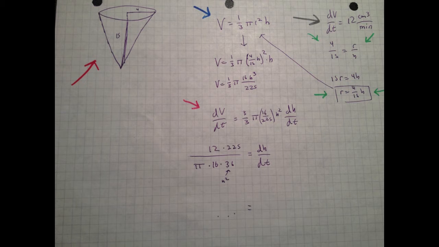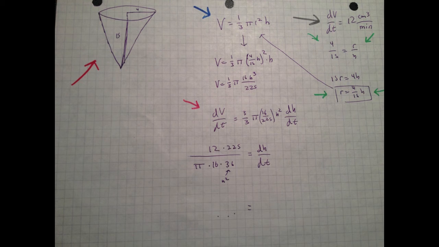Plug that back into the equation and you're going to have V equals 1/3 pi (4 over 15 h) squared times h. If you solve all the math, you're going to get V equals 1/3 pi 16 h cubed over 225. Now that's a problem we can do. Take the derivative and you're going to have pi 16 over 225 h squared dh over dt. You know what dV over dt is, and you know h is 6. So if you plug in all the numbers and then divide to get dh over dt, you're going to get your answer.